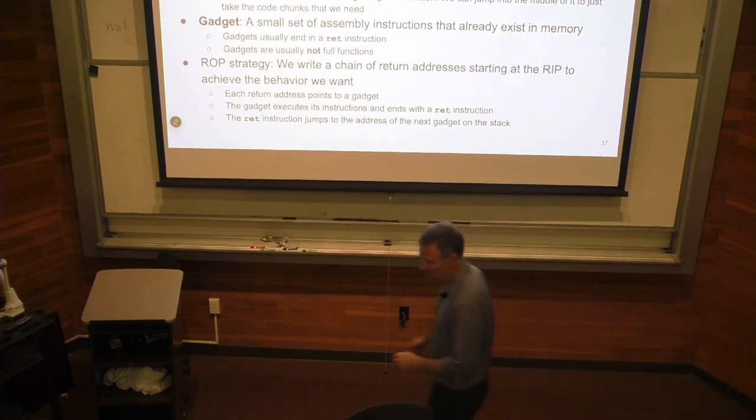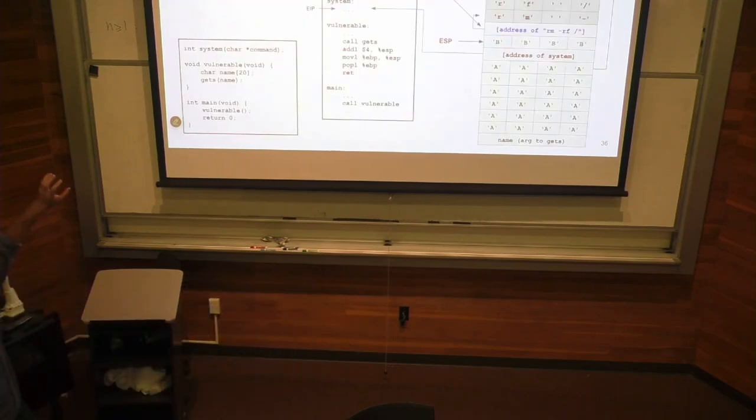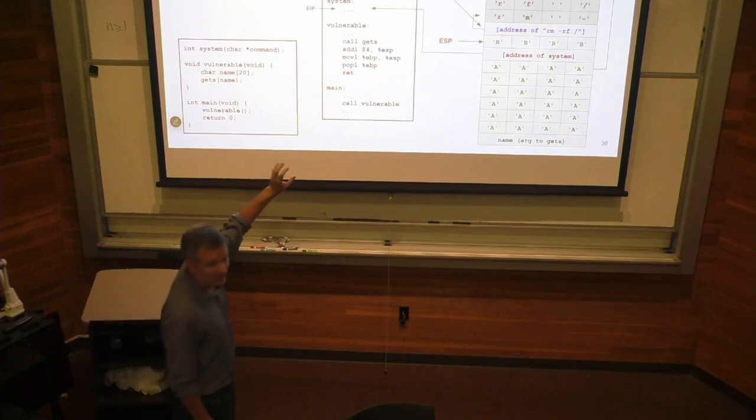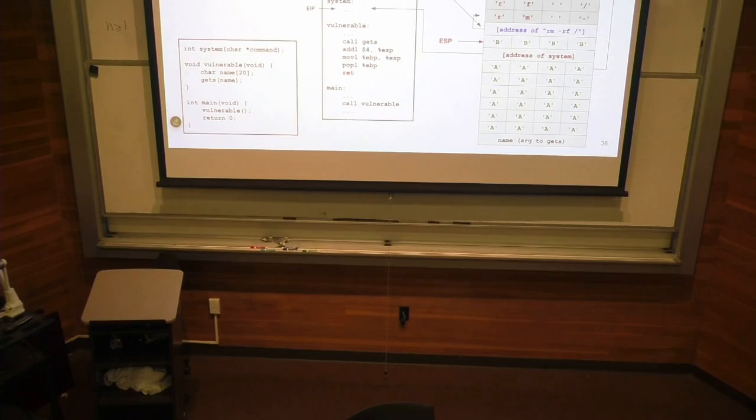So if we look back to this return into libc exploit, where the attacker got the system function to execute and then when it returned, the program crashed. Suppose that the attacker wanted to call one more function after system returns. After system returns, the attacker wants to call, I don't know, some other function. I can't even think of an example of some other function. A reboot function.